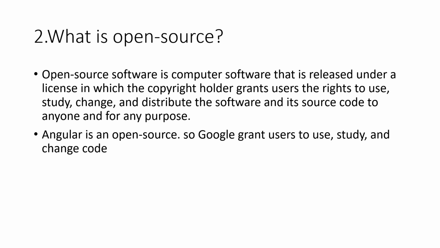What is open source? Open source software is computer software that is released under a license in which the copyright holder grants users the rights to use, study, change, and distribute the software and its source code to anyone and for any purpose. Angular is open source, so Google grants users the right to use, study, and change code.